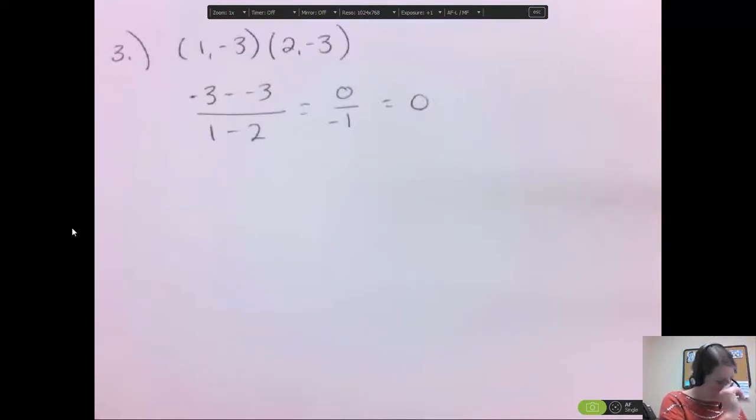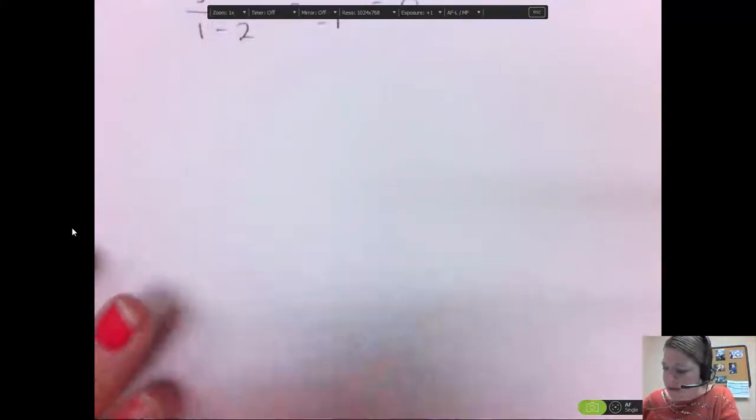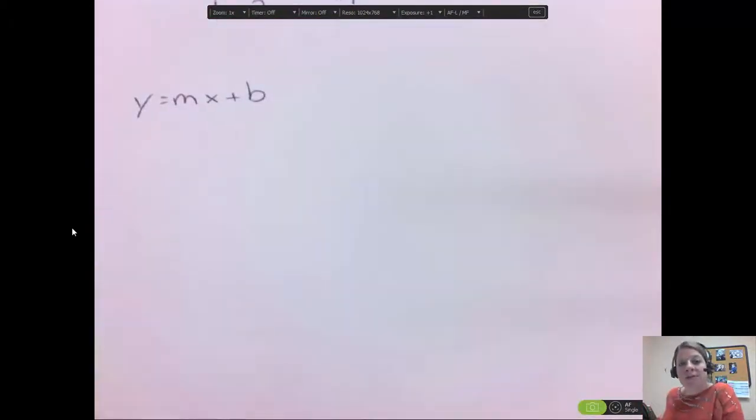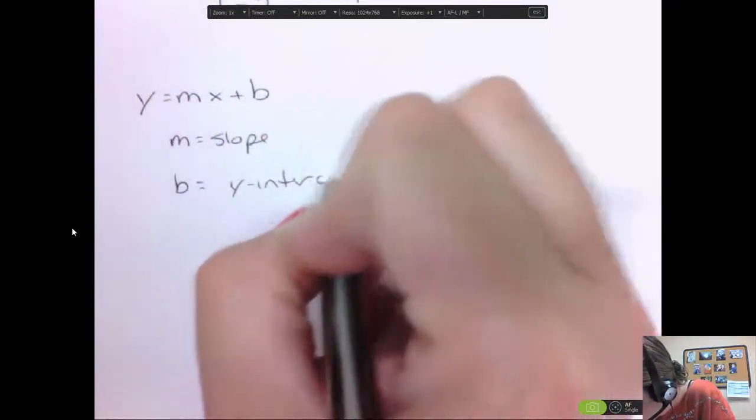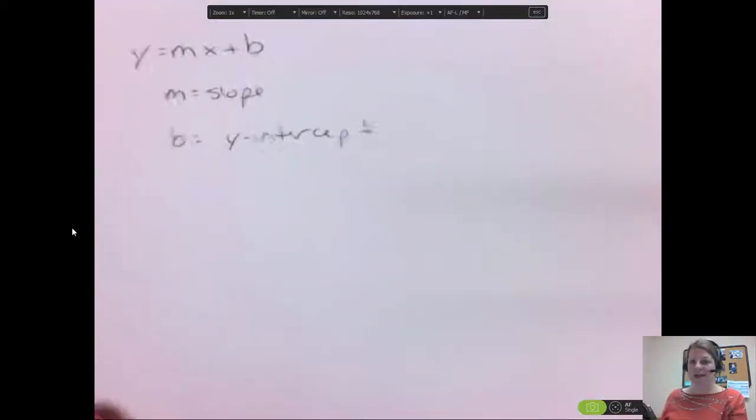What if I am looking at an equation? A couple more things I got to make sure we cover here. What's the slope? So let's go in a different direction. We know y equals mx plus b. This is slope-intercept form, and m represents slope. b is the y-intercept. Remember, y-intercept is just where you cross the y-axis.